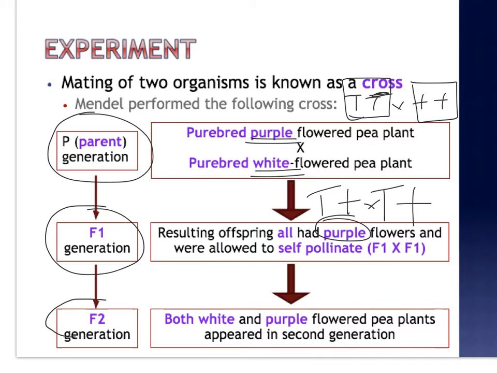But what happened again and again, time and time again on all of these things, in the F2 generation, that trait that seemed to disappear, the white flowers, reappeared. Remember, in the F1 generation, 100% of them had purple flowers. In the F2 generation, that trait reappeared. And I'll show that on the next slide using the Punnett Square.